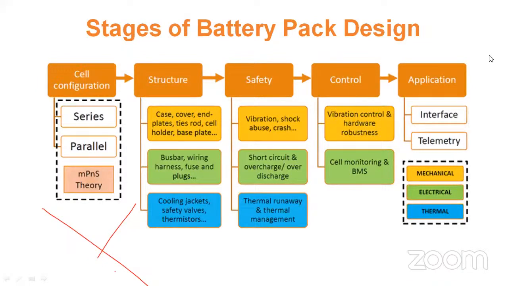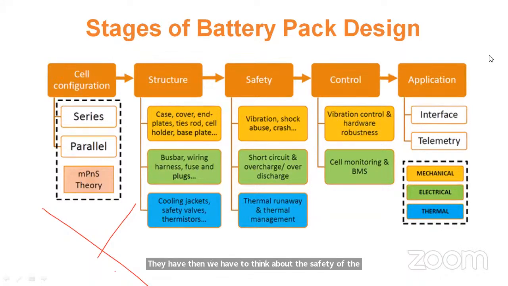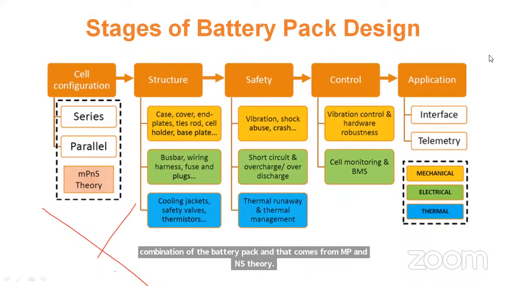So what are the stages of battery pack design? Cell configuration. Then we have to think about the structure. Then the safety of the battery pack. Then the control of the battery pack. And then the application interface of the battery pack. Correct? So first is cell configuration, which we already have done. Cell configuration means series and parallel combination of the battery pack, and that comes from the MP and NS theory.